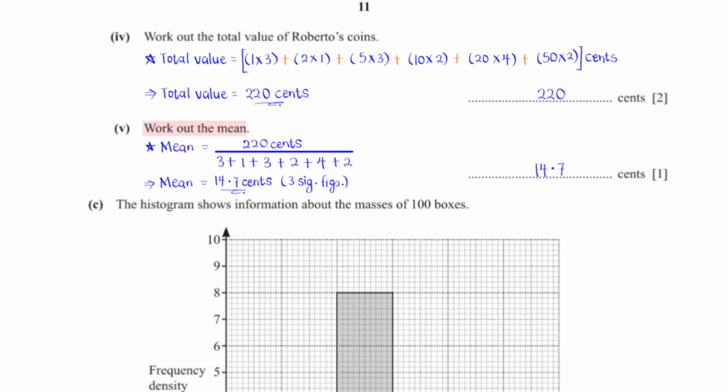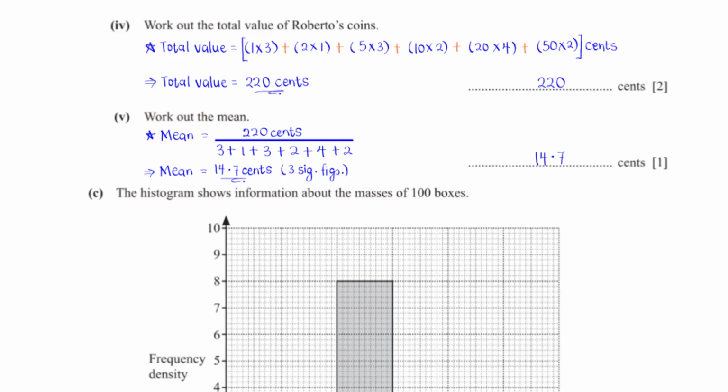Work out the mean. The mean is equal to the total value of Roberto's coins, which we have found as 220 cents, divided by the total number of coins, which is 3 plus 1 plus 3 plus 2 plus 4 plus 2. This gives us 14.7, correct to 3 significant figures.